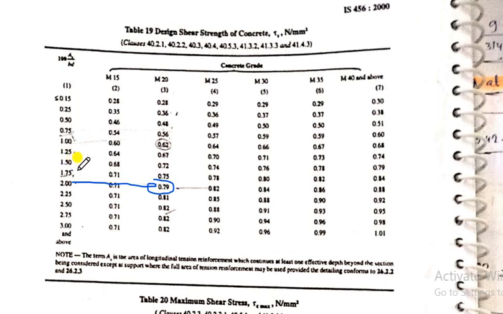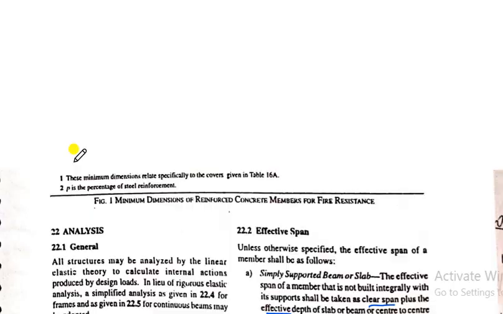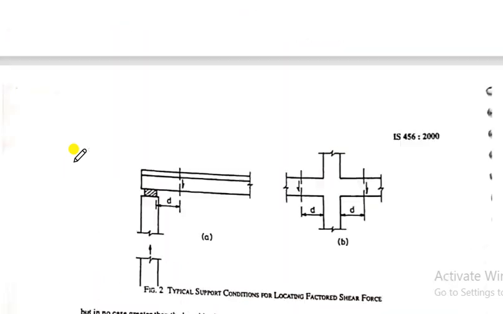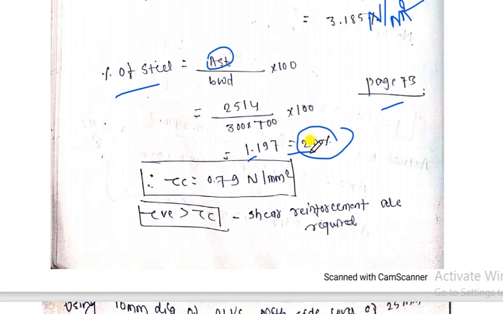right? Suppose the value lies between these ones, then we have to go through the interpolation method, and I have explained the interpolation method in the design of singly reinforced beam. So if you really want to know, please go through that video so that you can understand how to do interpolation. So for 2% we got tau c value 0.79 Newton per mm square.